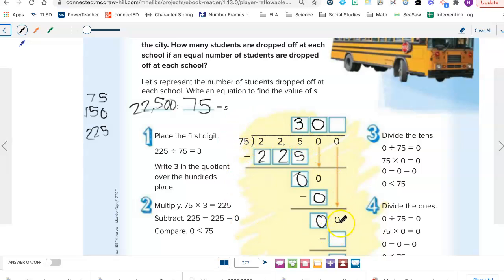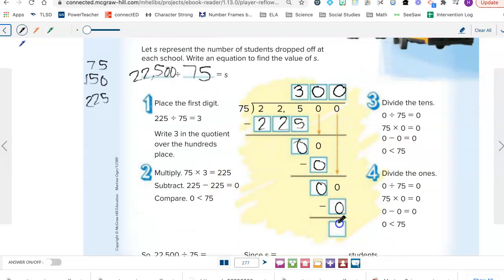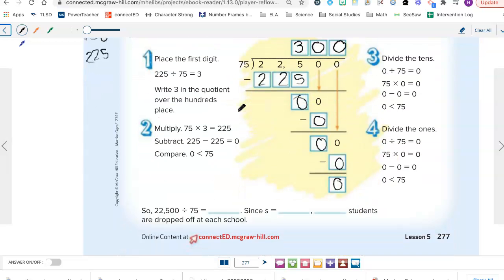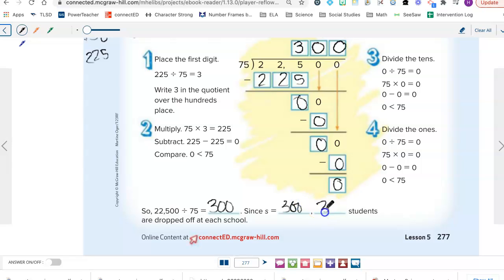75 cannot go into 0 again, so when it can't go in, we'll put a 0. 0 times 75 is 0. When I subtract, I get 0, and there is nothing left to bring down, so I'm done. So it is just 300. So we're going to put 300 there, and since S equals 300, that means 300 students are dropped off at each school.